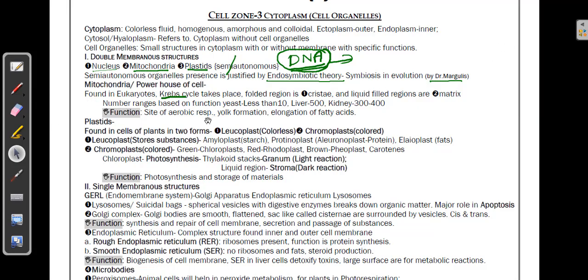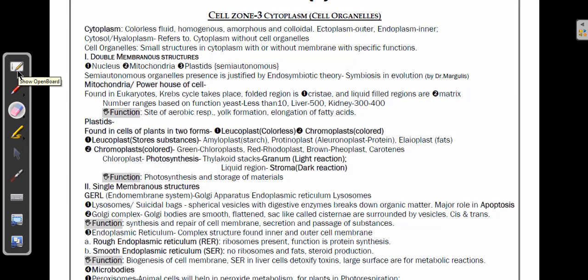Let's go back to the second structure. I think I missed something with this one. The mitochondria are in more proportions in cell organelles in some organs like the liver, where it will be around thousands of numbers. I only mentioned 500 here.